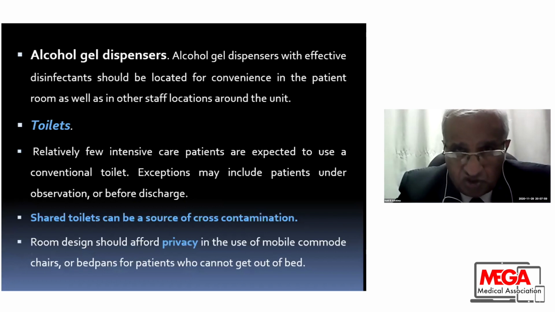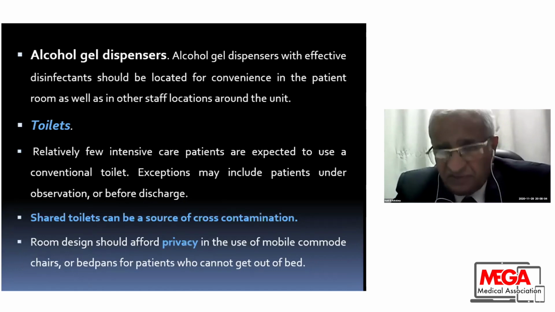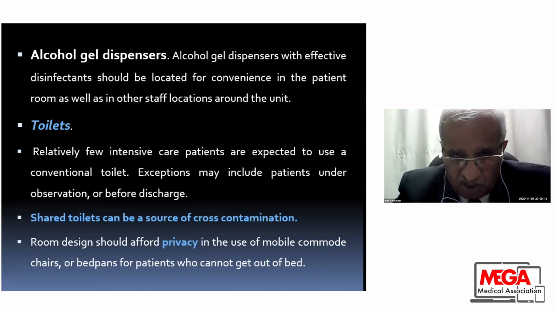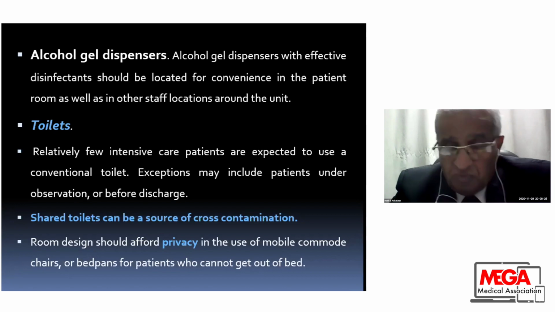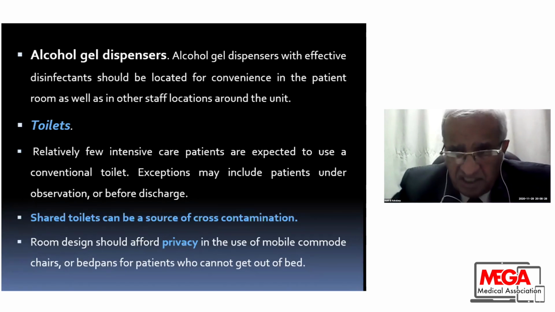Alcohol gel dispensers should be available. The toilets, as a matter of fact: relatively few intensive care patients are expected to use a conventional toilet. Exceptions may include patients under observation or before discharge. For bariatric patients, the toilet should be ground mounted. Shared toilets, in the meantime, can be a source of cross contamination. The room design should afford privacy in the use of mobile commode chairs or bedpans for patients who cannot get out of the bed.